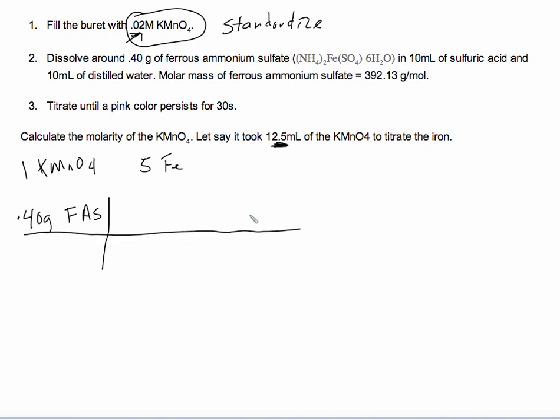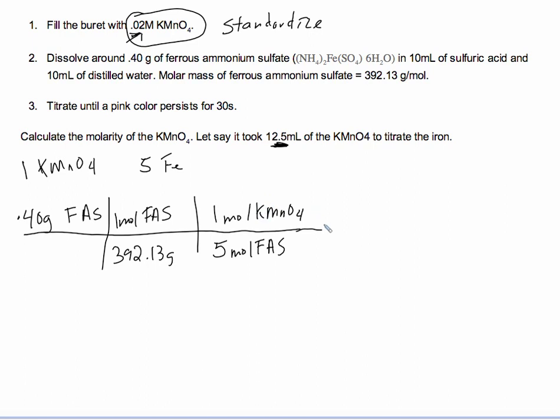Now, if you're ever in grams and you're trying to do some sort of titration problem, you always got to change to moles. So 1 mole of ferrous ammonium sulfate, and the molar mass is 392.13 grams. Okay, then what you're going to do is the mole ratio. And so the mole ratio is 5 moles of iron, so 5 moles of ferrous ammonium sulfate to every 1 mole potassium permanganate.